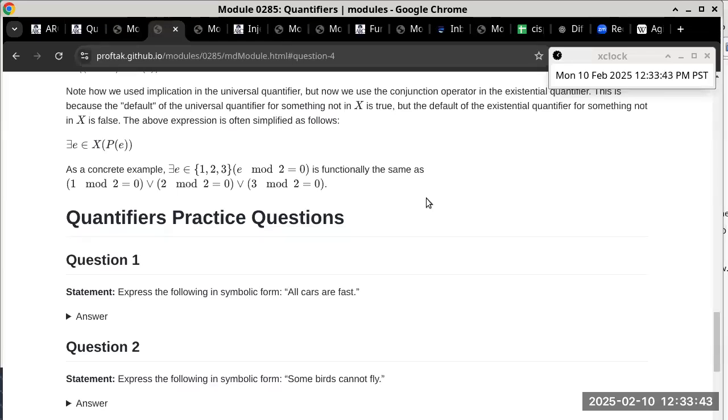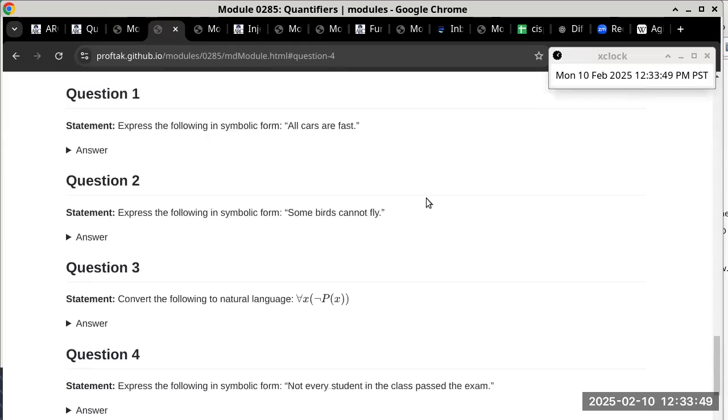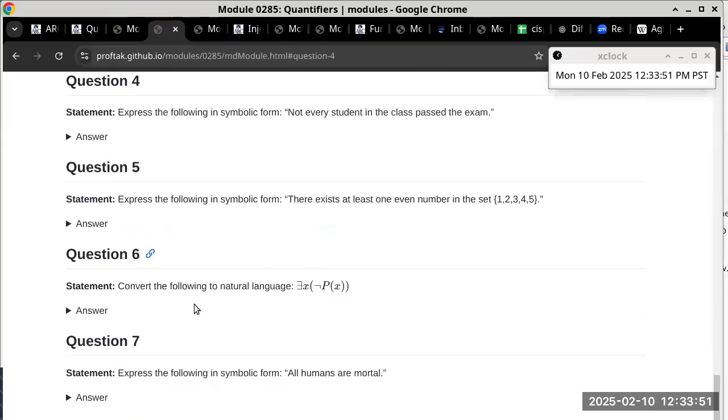Number six. Okay, so let's take a look at number six. Convert the following to natural language. I think it's basically the same thing as saying there exists one thing in the entire universe, at least one thing, for which P of X is false.